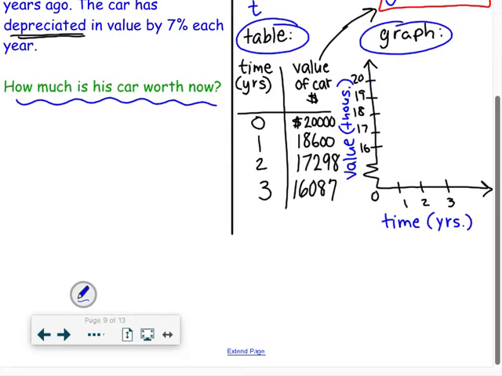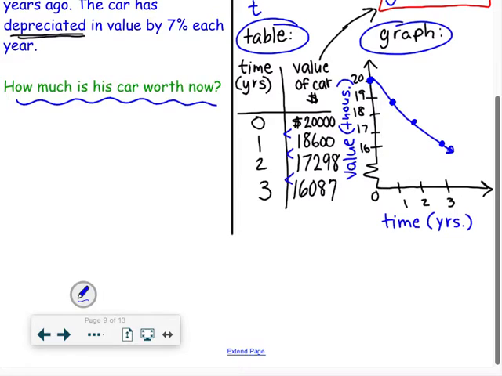So at time 0, the car is worth $20,000. After 1 year, it's $18,600. 2 years, $17,298. 3 years, $16,000. So here is my graph. It kind of looks like a line, but it's not. If you calculated these intervals here, it's not going down by the same amount each time, so it's nonlinear. Now, how much is the car worth now?